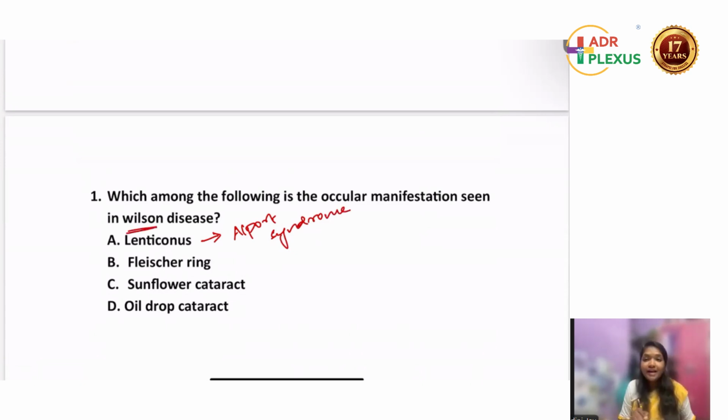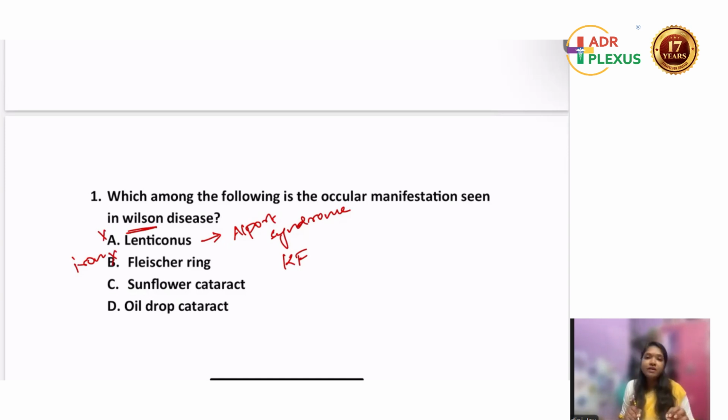Fleischer ring, you might get confused here. They have not given you Kayser-Fleischer ring. If the option was Kayser-Fleischer ring, then you can go for it. But here it is given only Fleischer ring. Fleischer ring is usually seen because of deposition of iron. KF ring is because of deposition of copper in Wilson. But the Fleischer ring, if they give it, is because of iron deposition, which is a feature of keratoconus. So that is ruled out. These two are ruled out.